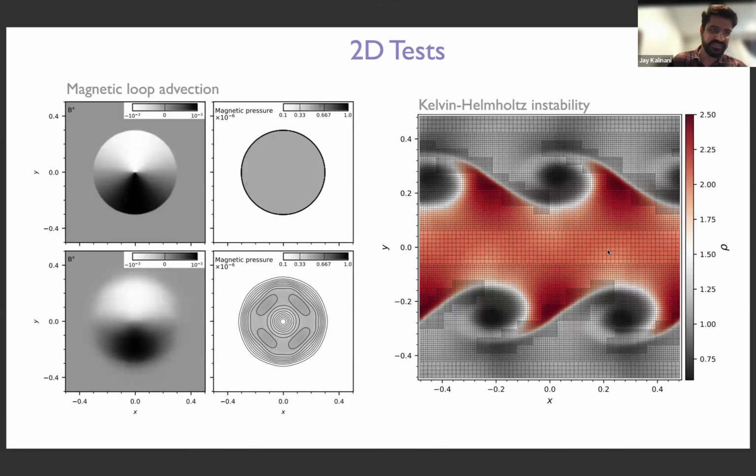Next set of tests we did was a magnetic loop advection test. We evolved this loop through the domain with periodic boundary conditions, and it comes back to the same position after, say, 24M of evolution. And we see that, of course, there is some dissipation because I think we use MinMod for this. But this is kind of the expected result that we see also in literature.